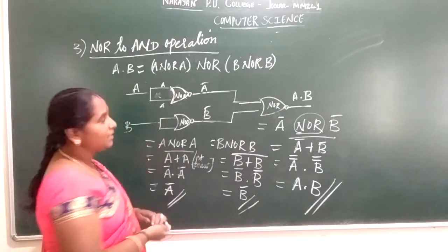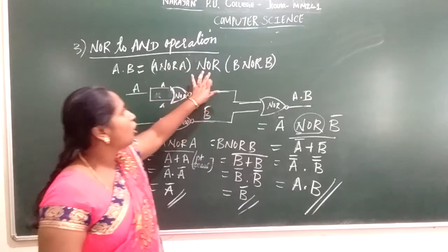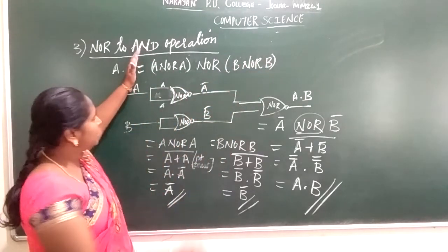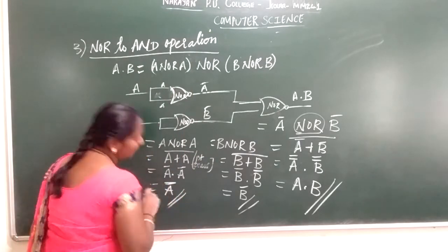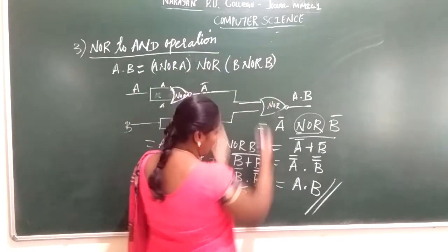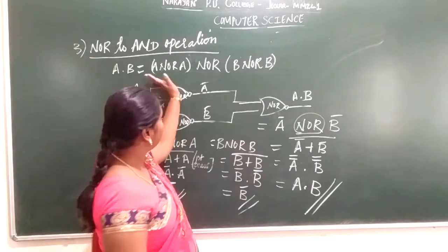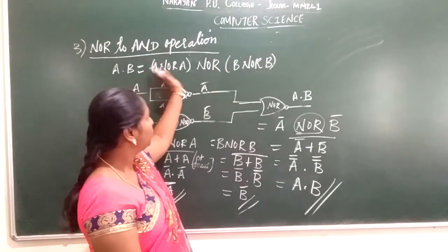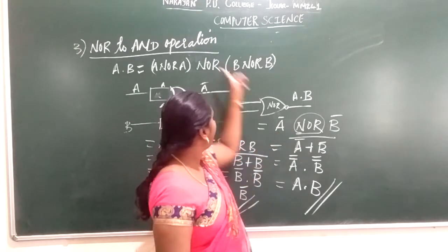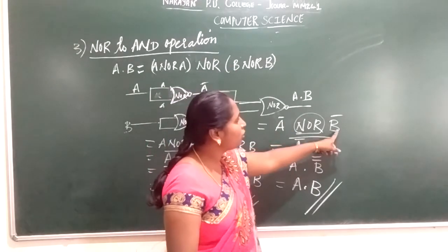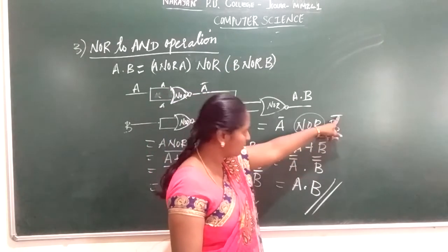So how we have written the expression: A NOR of A, NOR of B NOR of B. First I have taken A NOR of A. What you got is the expression A bar. Similarly for B NOR of B, I got B bar. Put it in this particular equation. For A NOR of A is nothing but A bar. I have written NOR as it is. For B NOR of B is nothing but B bar.